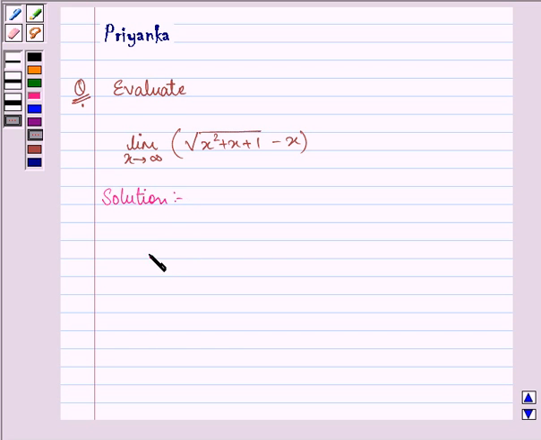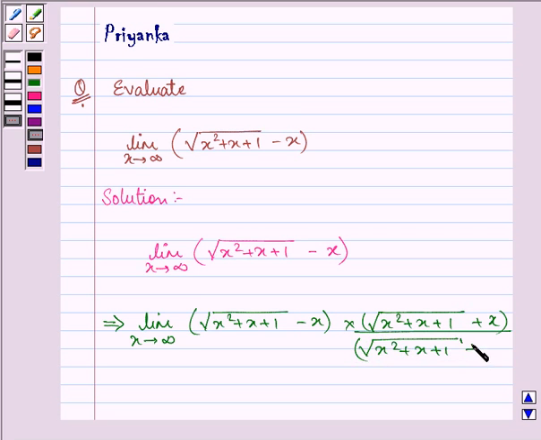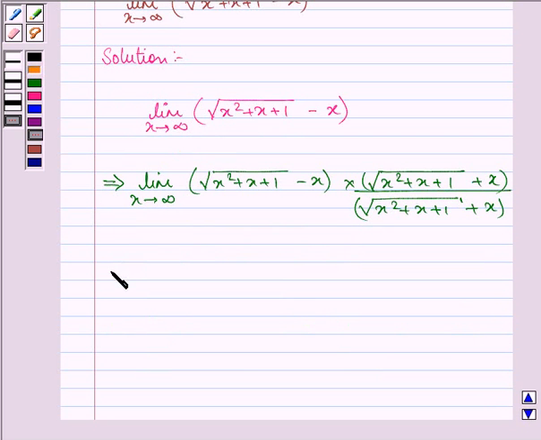Let us rewrite the given limit once again. It's given, limit x approaches infinity of [√(x² + x + 1) − x]. In the next step, let us rationalize the numerator. We can do that by multiplying the given limit by (√(x² + x + 1) + x) upon (√(x² + x + 1) + x).